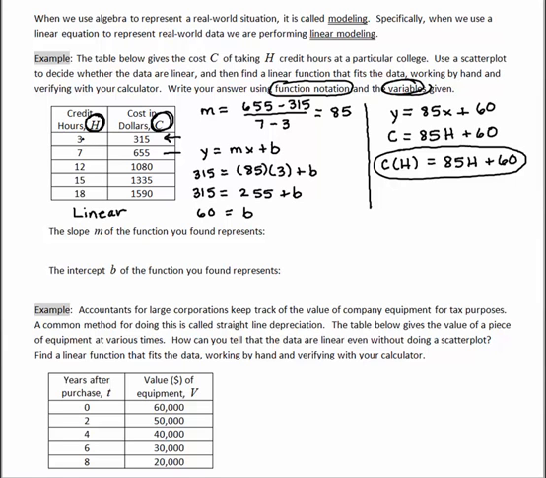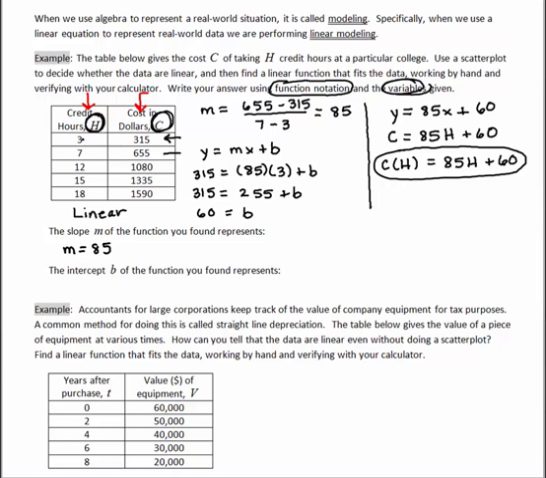One of the things we'll be asking you to do a lot is to interpret the results that you have. So here it says the slope m of the function that we found represents what? Well, our slope was 85. And that 85 actually represents the change in cost per credit hour. When I'm looking at interpreting slope, I'm always going to describe the slope as a change in the dependent variable, in this case cost, per change of 1 in the independent variable, in this case credit hours.